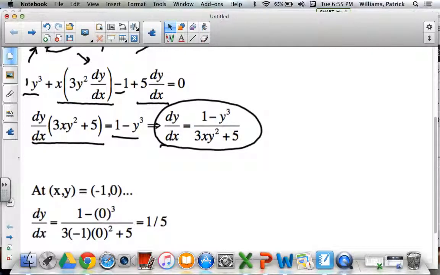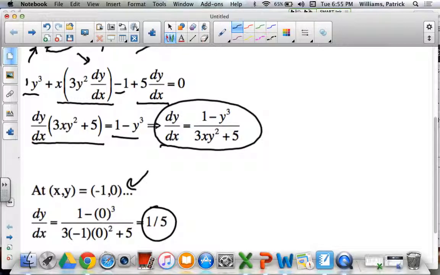So the types of questions I could ask is, at a specific x and y point on this curve, let's calculate the derivative. So at x equals -1, y equals 0. All we got to do is plug those values into our equation right here. If we plug in 0 for y and -1 for x, we end up getting the slope of our line tangent to the curve as 1/5.